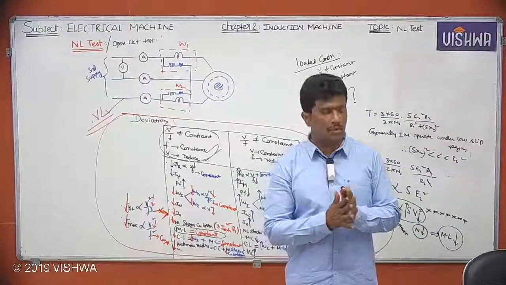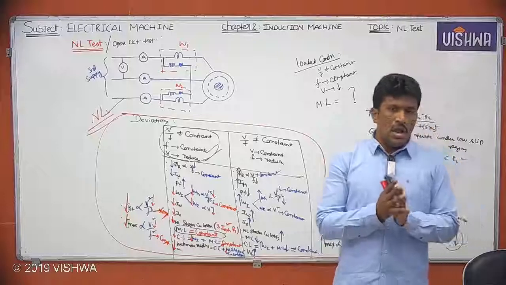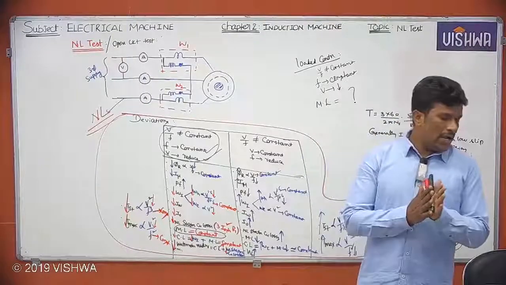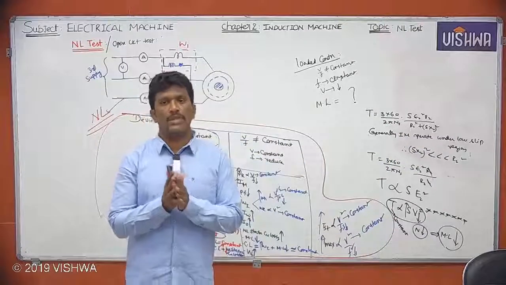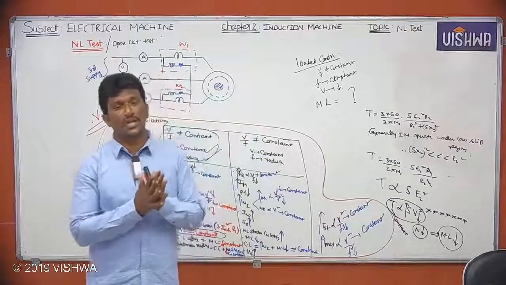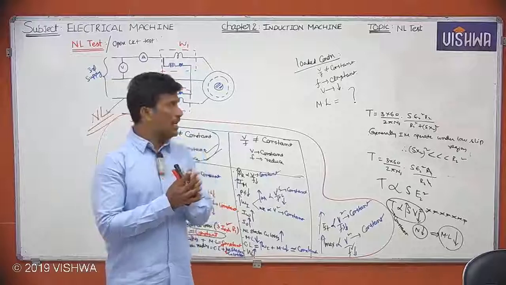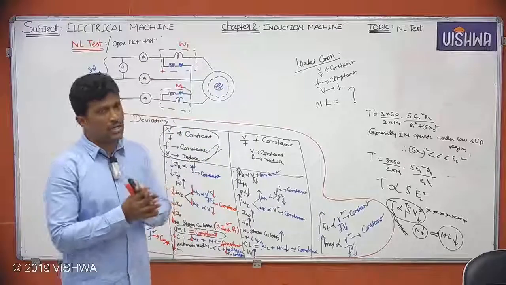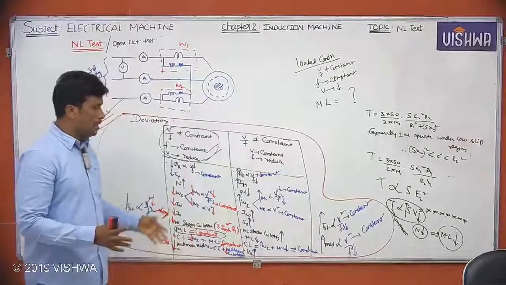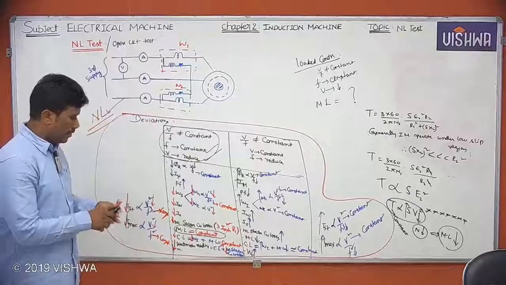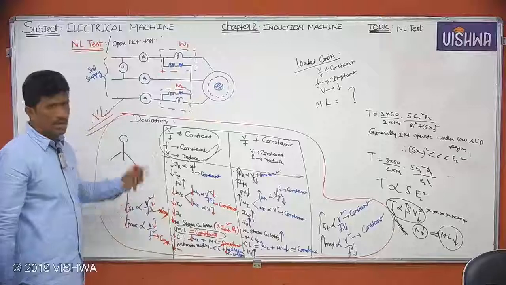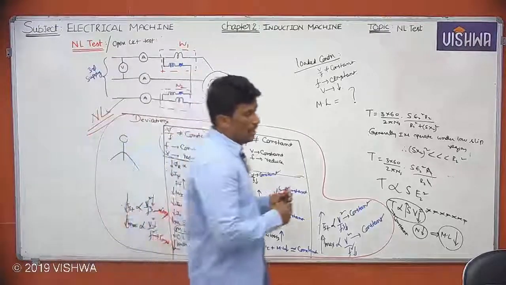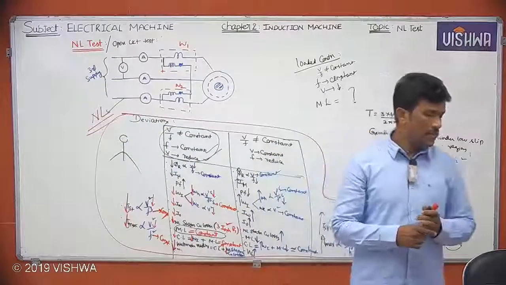Question number 29 in your classroom workbook. What is that question? Under no load condition. See guys, underline that word, no load condition. Under no load condition means where you have to see, here or this? You have to see here. Our question is here. Under no load condition. Underline the words no load condition.